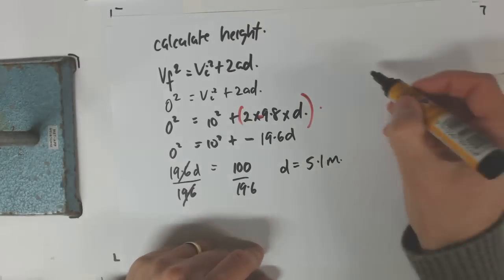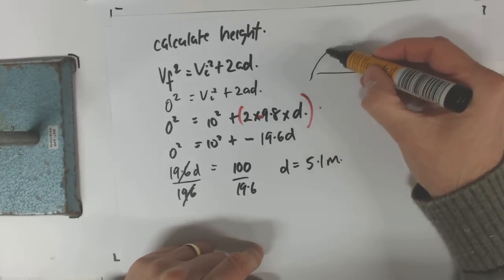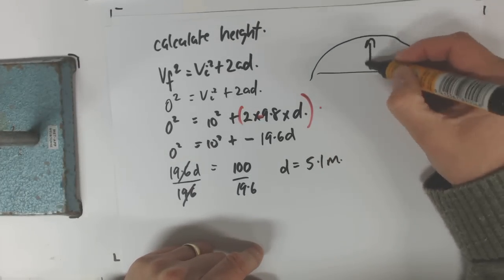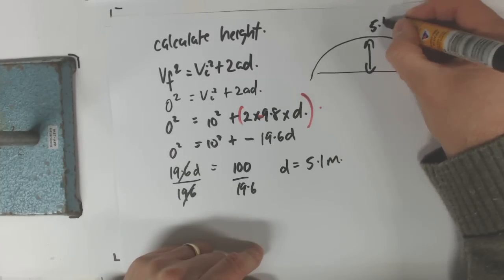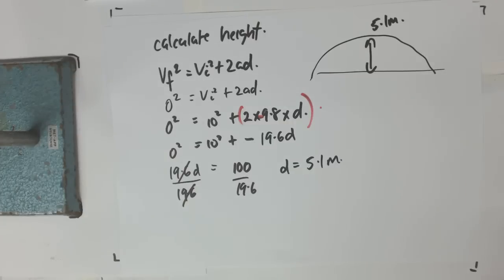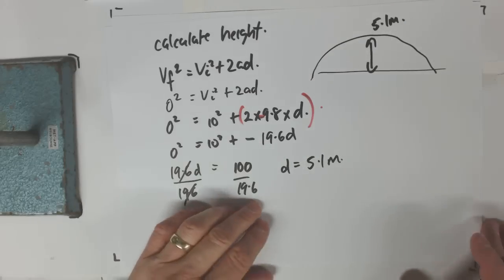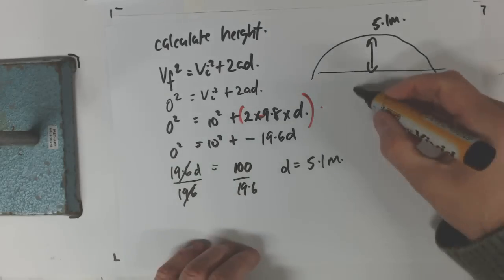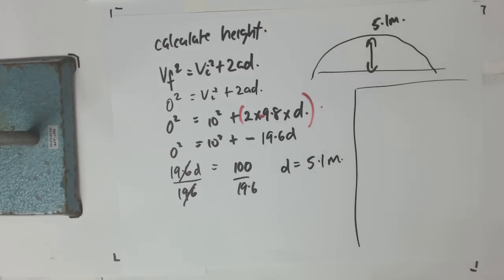So now we know how high that ball goes. It goes up 5.1 meters. Sounds pretty normal for a reasonable kick of a soccer ball, doesn't it? Now, I want to know the time it takes to get up to that maximum point.